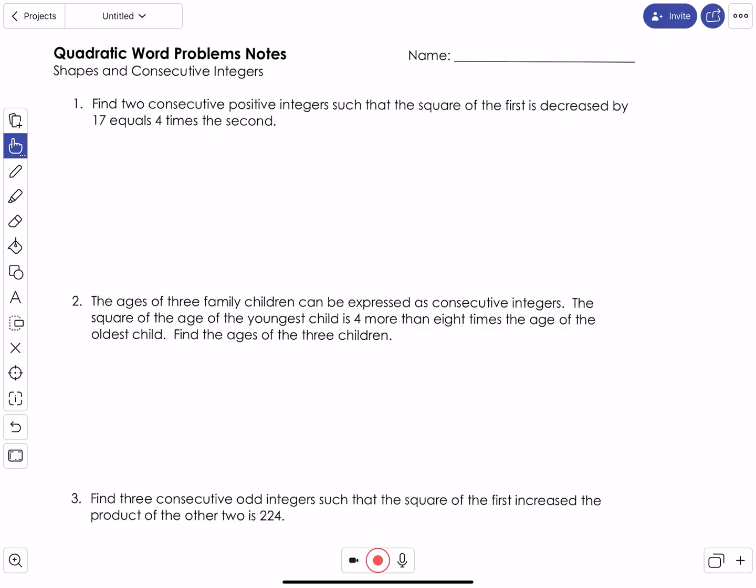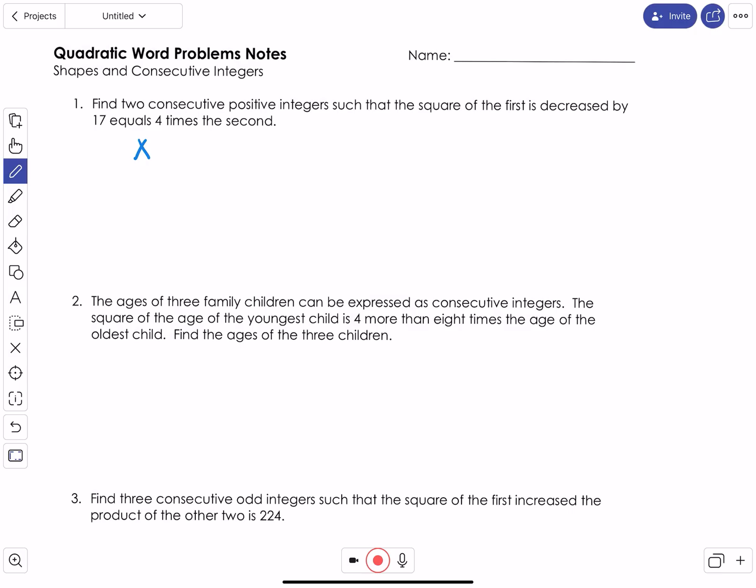The first type of word problem we're going to set up is a consecutive integer word problem. A consecutive integer means one integer right after another, like 1, 2, 3, or 14, 15, 16. Those are consecutive integers. So, find two consecutive positive integers. We don't know what the first integer is, and that's what we're trying to figure out, so we will call that first integer x.